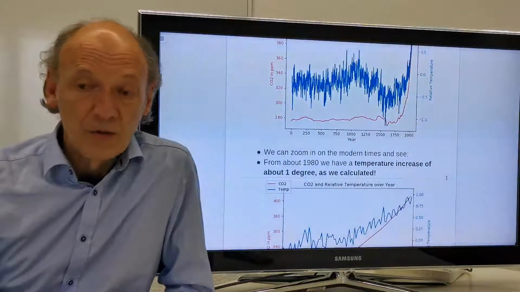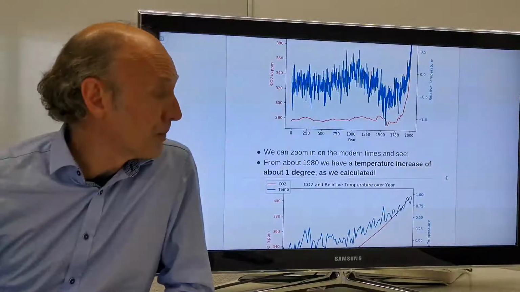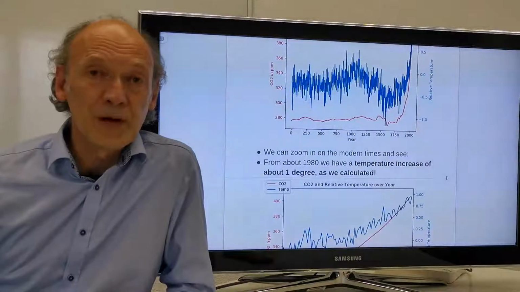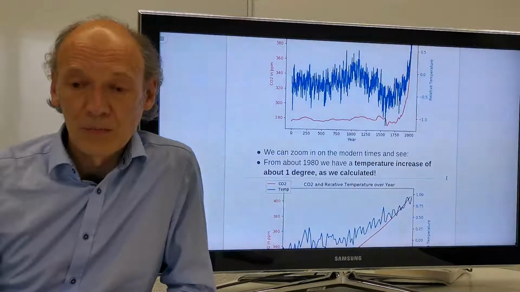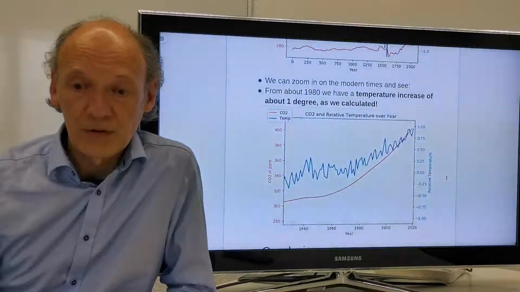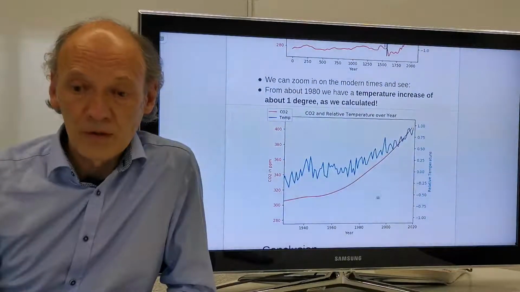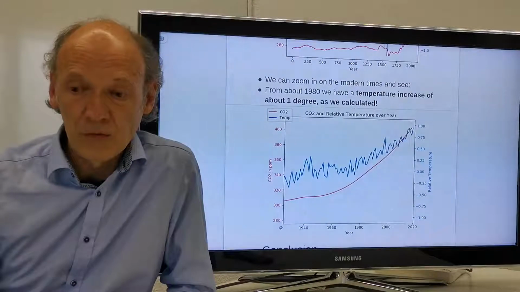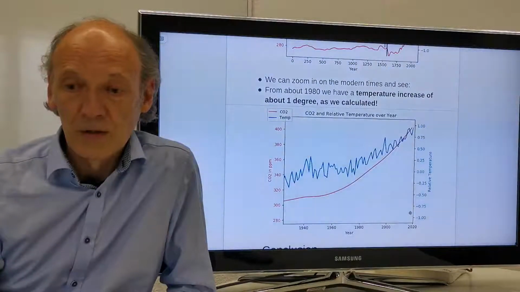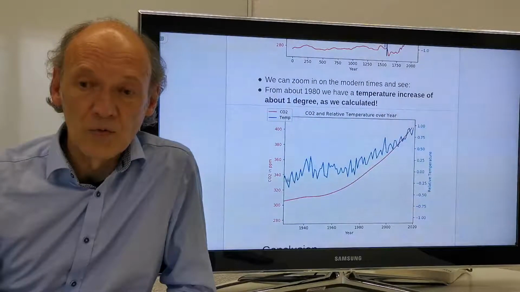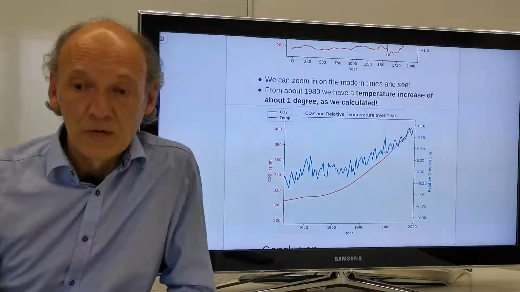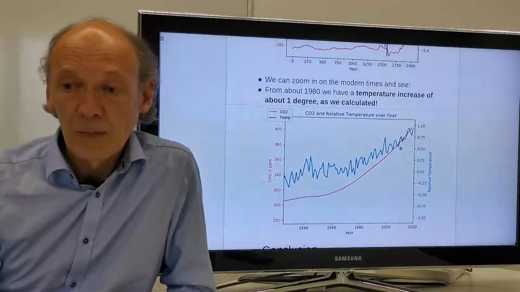Yeah, and we can now also use the plotting abilities of Python for zooming in to some interesting part. So I did that here and zoomed in to the time of about 1930 to 2019. And here you can see the result. Again, the red one is the CO2 concentration in the atmosphere and the blue one is the temperature. So again, you can see a nice fit here.